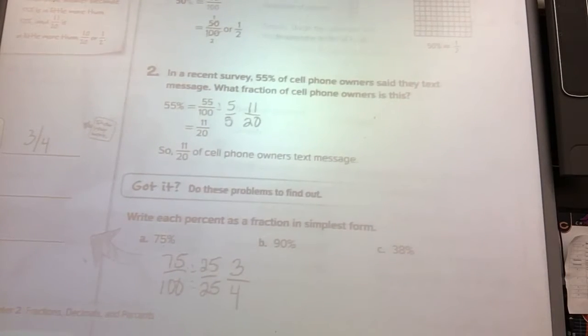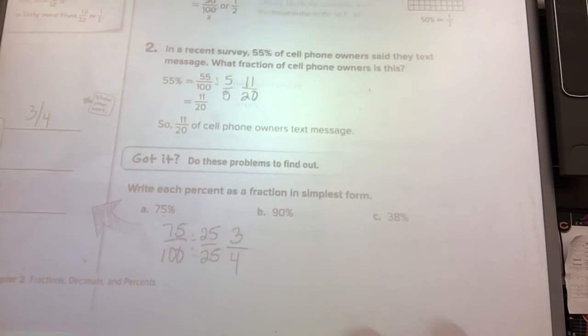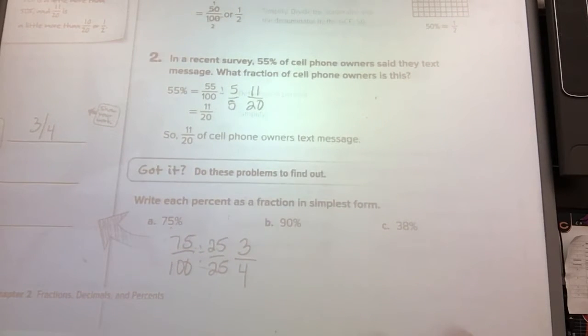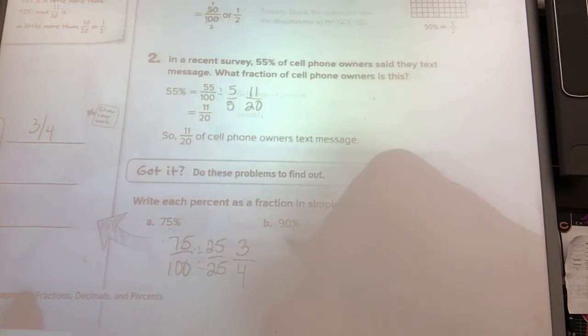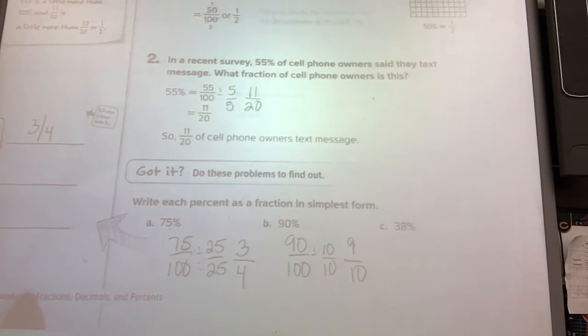Try the last two on your own. Write them over 100 and reduce them when you can. And I'm going to go over them in 5, 4, no cheating, pause it and try. I'll ask as you try. 3, 2, 1. All right, 90 over 100. Reduce it. I know I can divide both of these by 10, right? Any number ending in 0 can divide by 10. We get 9 tenths. And we're done. 9 tenths.